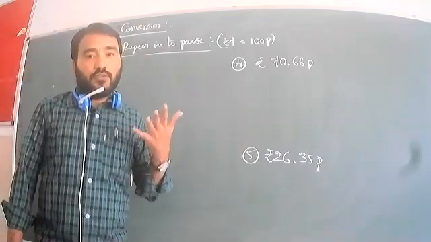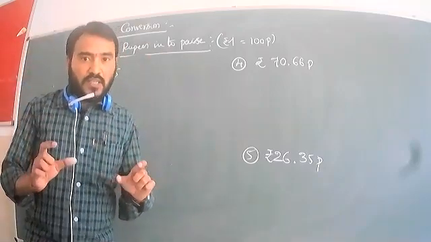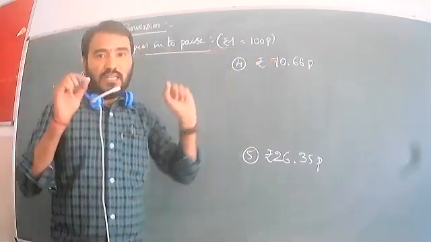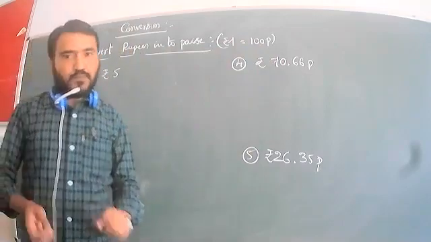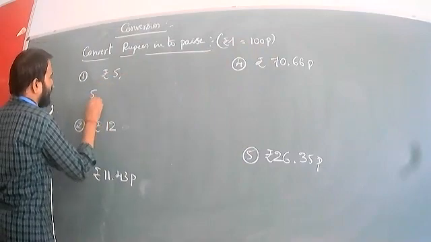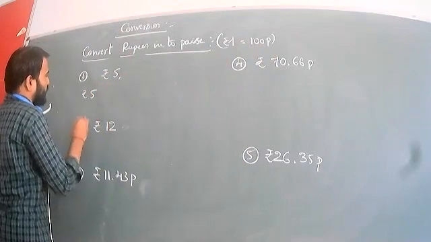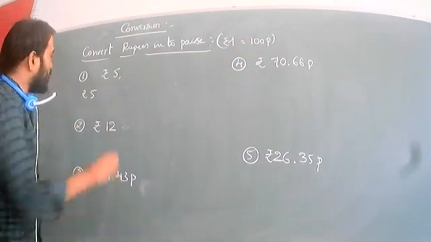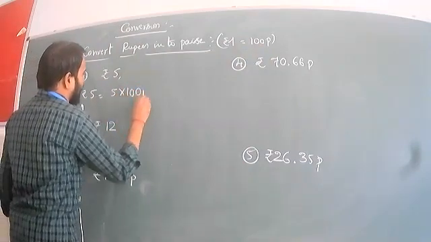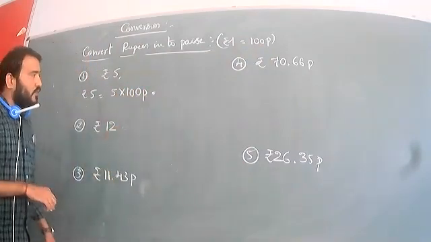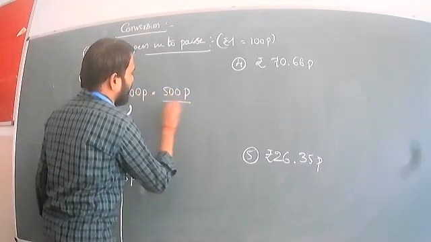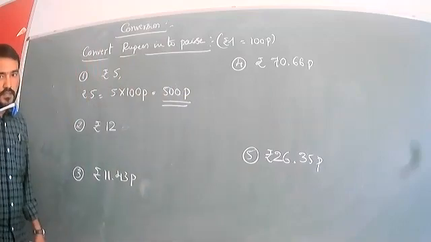When converting from a bigger unit to a smaller unit, we use multiplication. Since 1 rupee equals 100 paisa, we multiply by 100 paisa to get the paisa. Here we have 5 rupees. The value is 5, so we multiply by 100 paisa. 100 times 5 is 500 paisa. That is the answer.